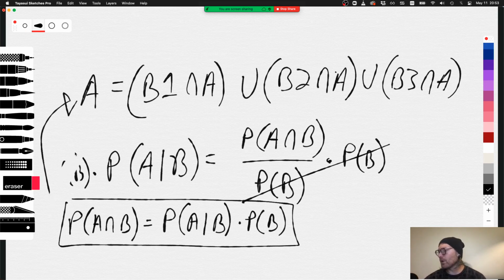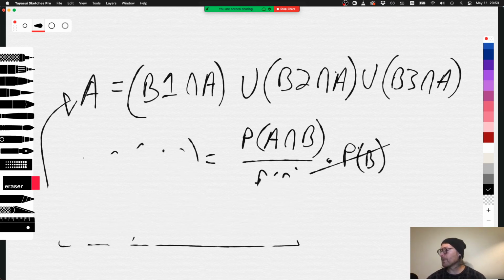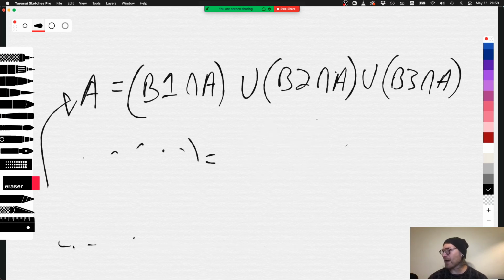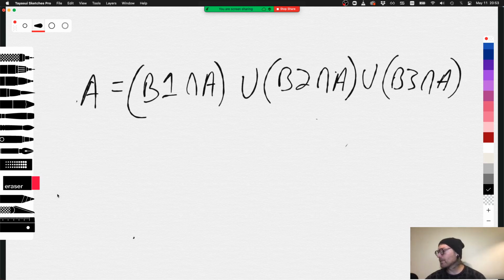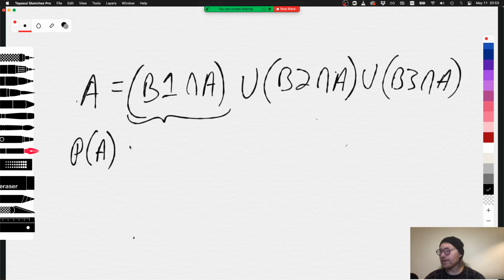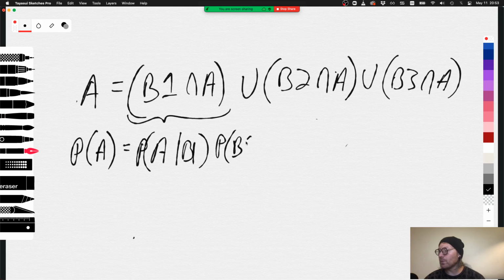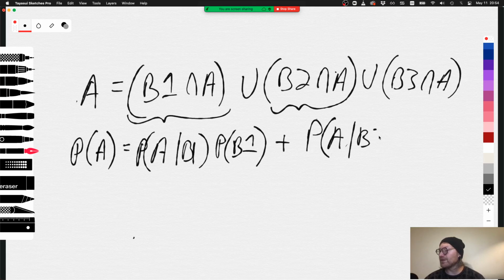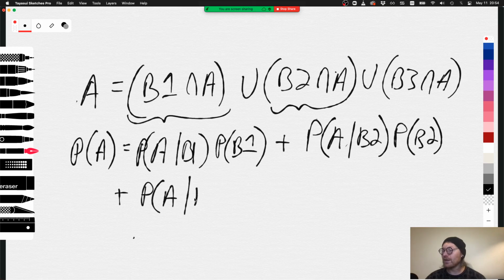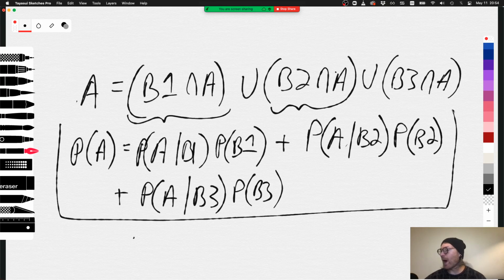Okay, so we can rewrite this area of A in a form that will allow us to conceptualize how to calculate the probability of A. So we can rewrite this as the probability of A would be, well, let's pull this out, and this is going to be the probability of A given B1 multiplied by the probability of B1, plus the probability of A given B2 multiplied by the probability of B2, plus the probability of A given B3 multiplied by the probability of B3. This ends up being very powerful. This is called the law of total probability.